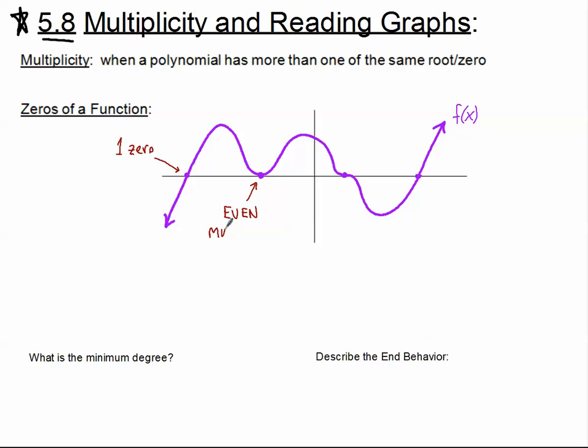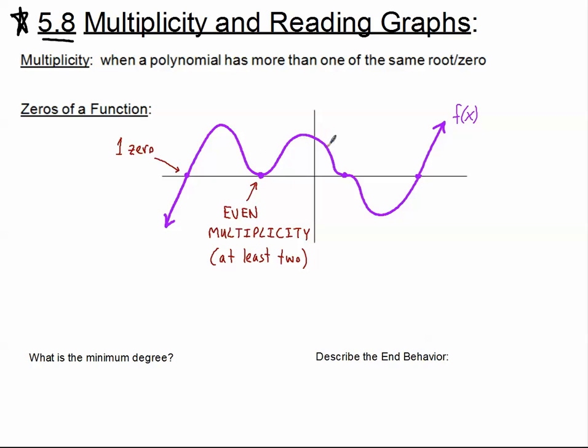This is an even multiplicity. What that means is there are at least two zeros right here. There could be 2, there could be 4, there could be 6, there could be 8, there could be 20, there could be any even number of zeros here, but there are at least 2. So this is what an even multiplicity would look like. That's why sometimes we call this a double root. But it could be any even number.